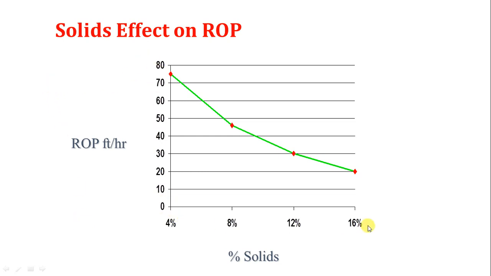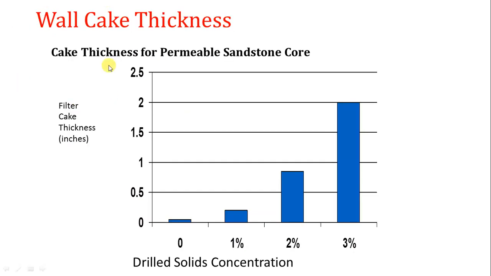Here is a very important graph. It illustrates the relation between the ROP in feet per hour and the percent of solids. And you will see here, as the percent of solids increases, the ROP will decrease. So it's a reverse relation, not a direct relation. Also, as the solids increase, the filter cake thickness will increase as well, as you see here.